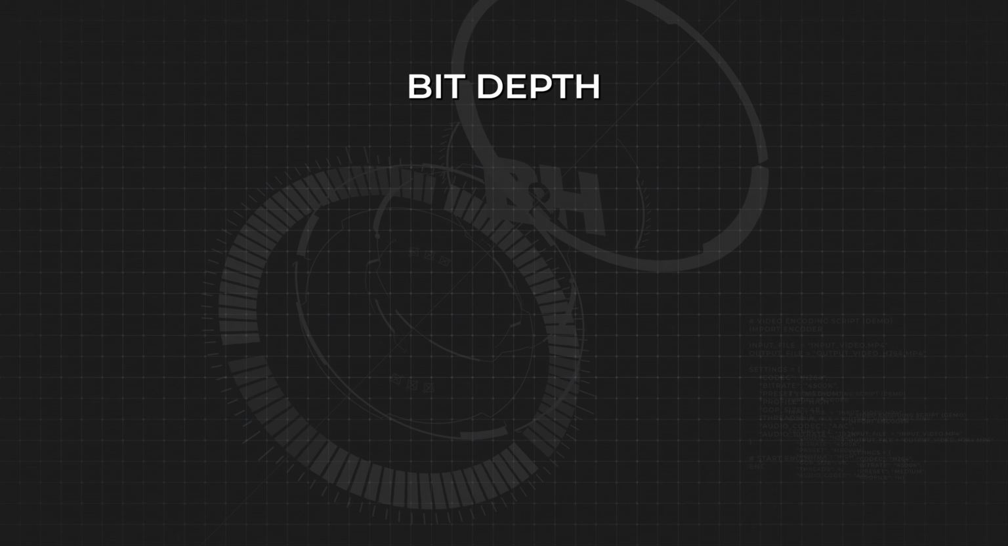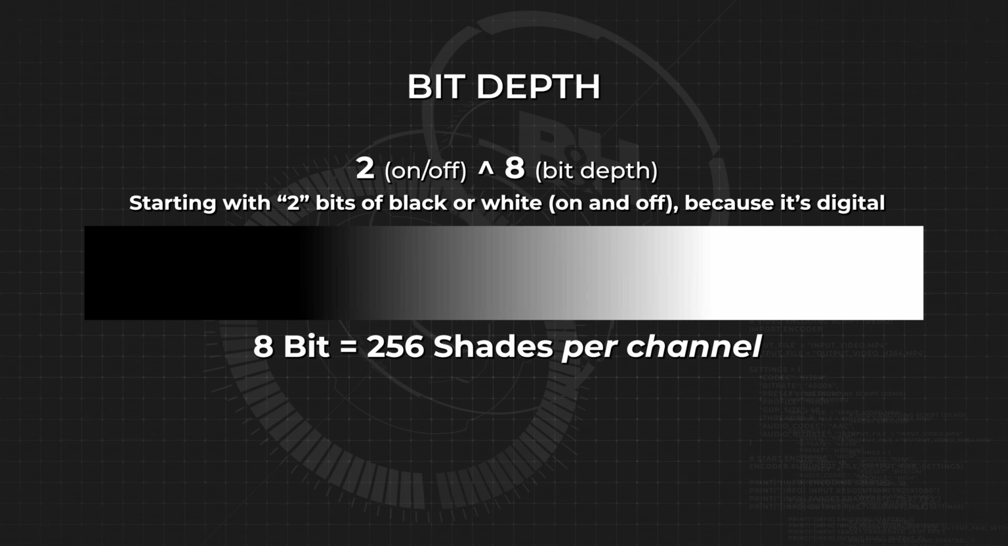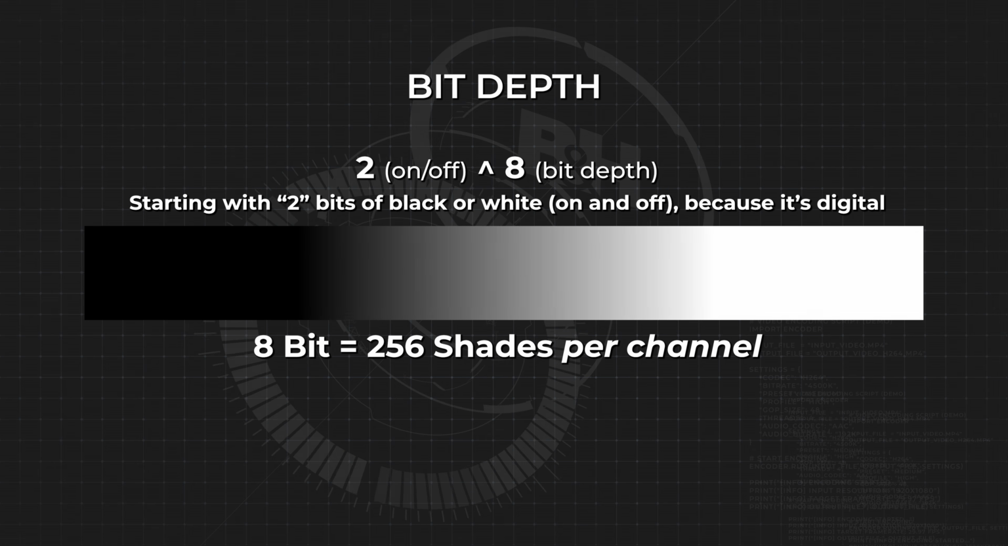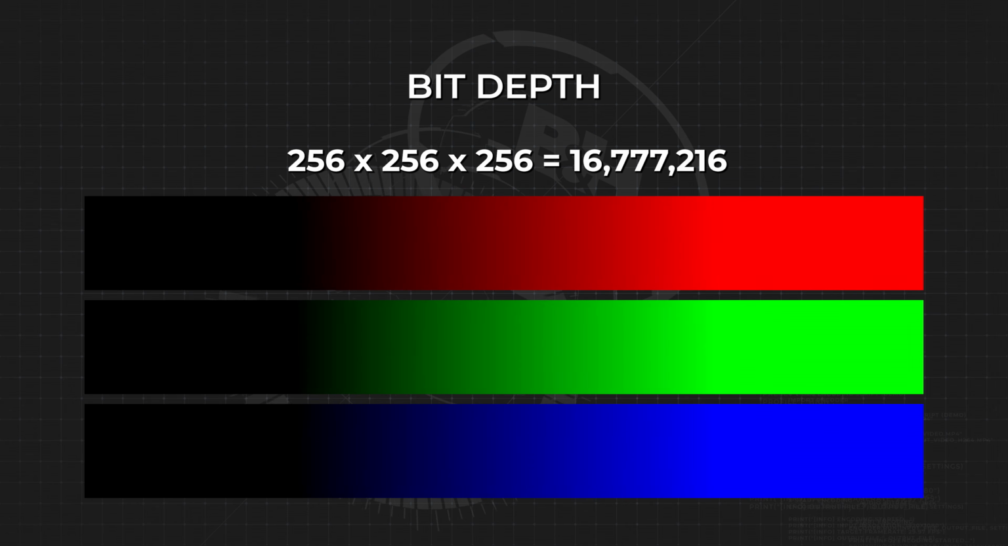Bit depth is all about how many different shades of color you can have in a video. 8-bit means you have 256 shades per channel, and for the 3 RGB channels, or yes, YCC, that means a total of 16,777,216 possible colors. Now that might sound like a lot of color, but it depends on your color space.